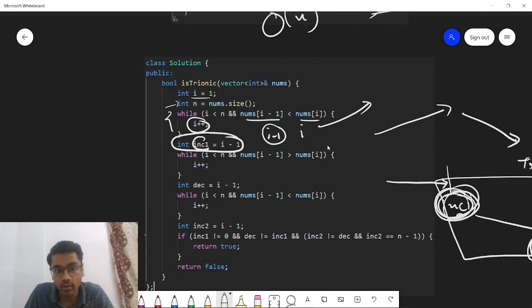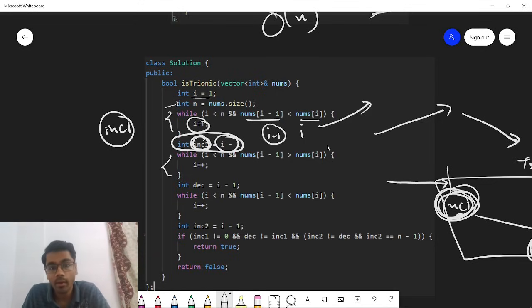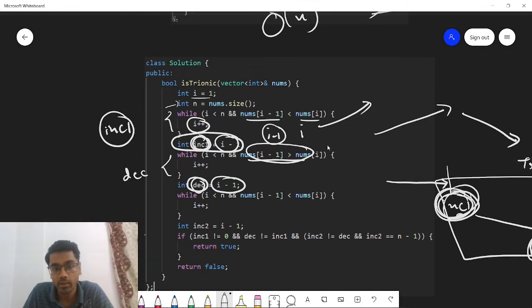So this is the increasing one, because we need to find two strictly increasing parts. So I am giving the name as inc1. So inc1 will denote till which index we will get the first increasing part. So it is i minus 1. Now we are checking for the strictly decreasing part. So till which point we will get the strictly decreasing part. So we are marking it with dec. So this is the index till where we will get the strictly decreasing part.